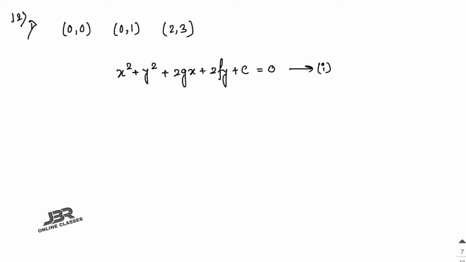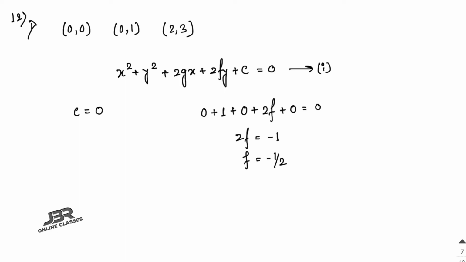Whenever you put (0, 0) in the equation, suppose this one is the first equation, c equal to 0, because whenever you put the value of x equal to 0 and y equal to 0, then only you get c equal to 0. Now next one, again put the value (0, 1) in equation number 1. In place of x it will be 0, in place of y it will be 1, then again 0, and here 2f, and you know that c equal to 0. So 2f equal to minus 1, then f equal to minus half.